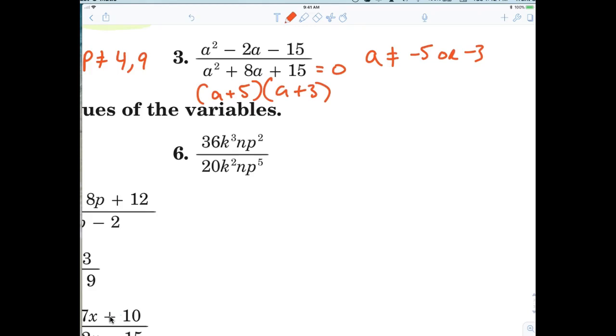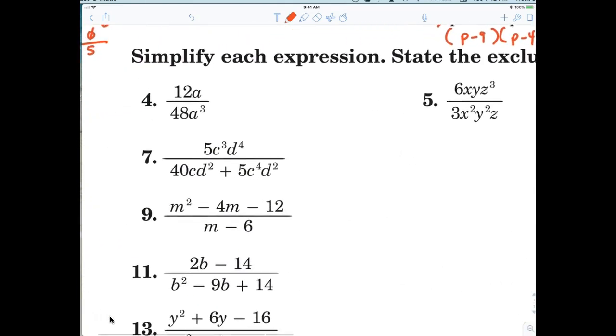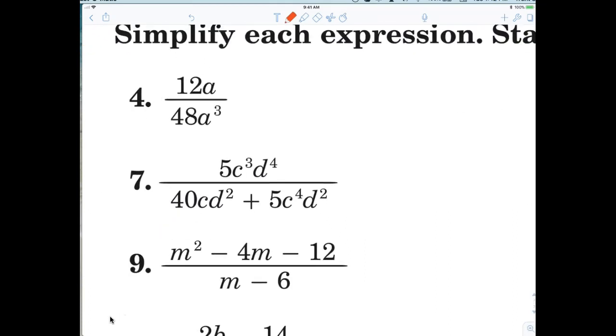Now, we're just reducing fractions. Please listen. 12 over 48. Reduce the numbers first. 12 over 48 reduces to what? 1/4. So everybody's going to write a 1 and a 4 down. How many a's are on top? 1. How many a's are on the bottom? 3. So if I simplify, you'll be left with 2 on the bottom. Exactly. Does everybody see how simple that is?